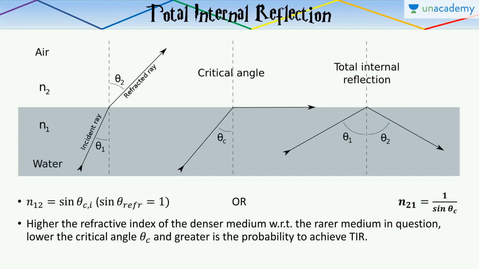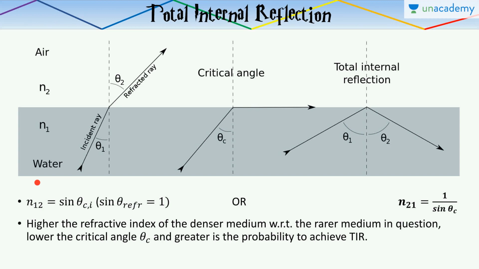The critical angle of incidence is given by theta c. The sine of theta c is equal to the refractive index of air with respect to water. Now, the refractive index of air with respect to water will be less than 1, and that is exactly what sine theta c will be. It's always less than 1. Sine of any number is always less than or equal to 1.